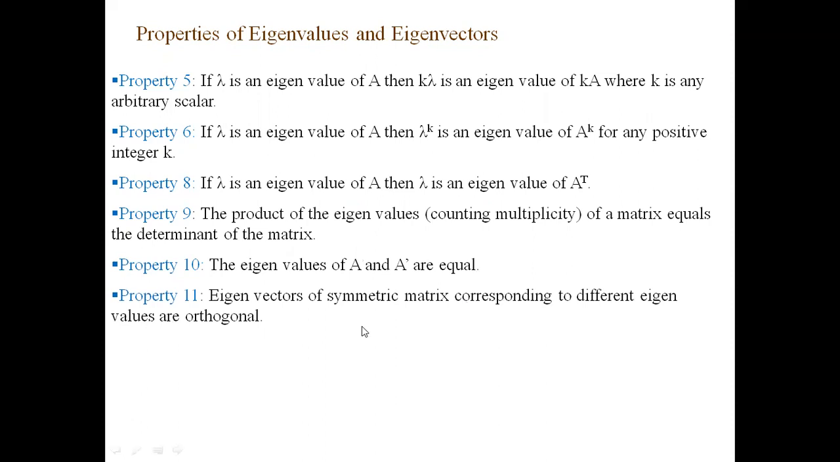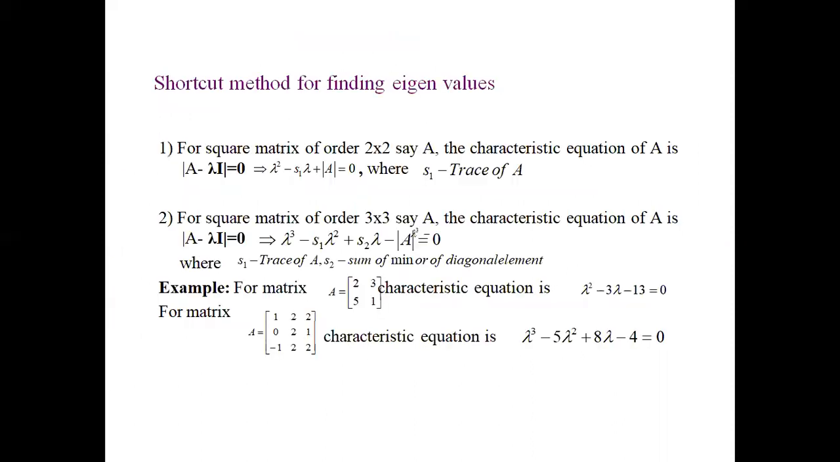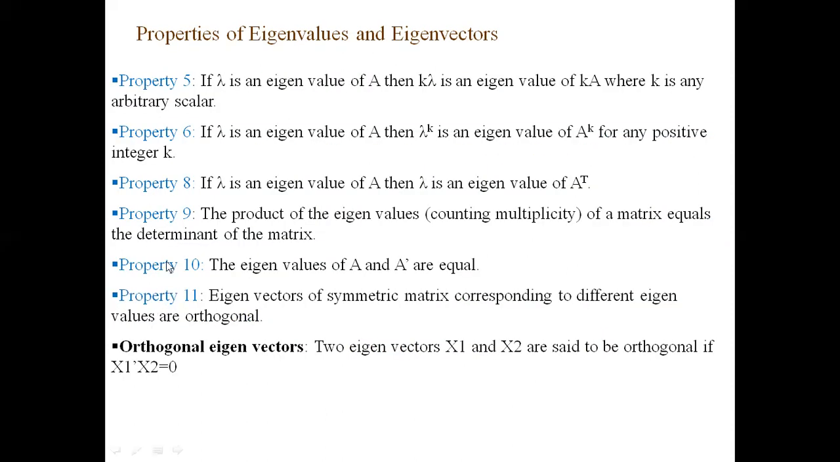The eigenvectors of a symmetric matrix corresponding to different eigenvalues are orthogonal. We are going to see examples of that property later, and that time we will discuss it. These two properties, 11 and 20, we will see when we have orthogonal eigenvectors: what is meant by an orthogonal matrix and how we can find orthogonal vectors and everything.